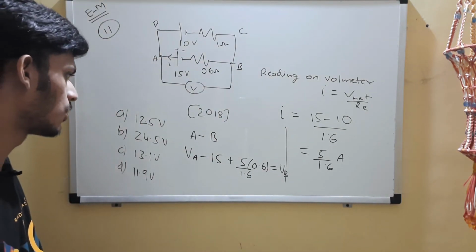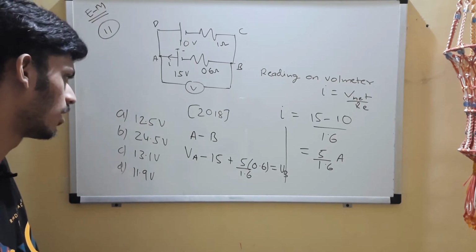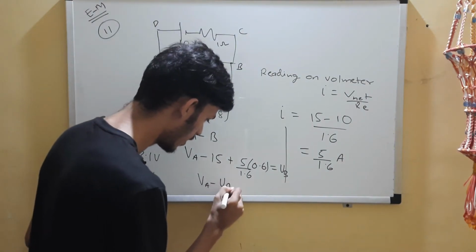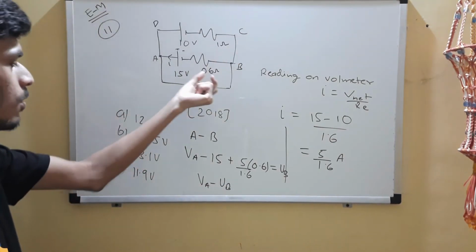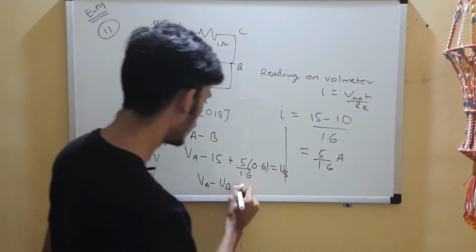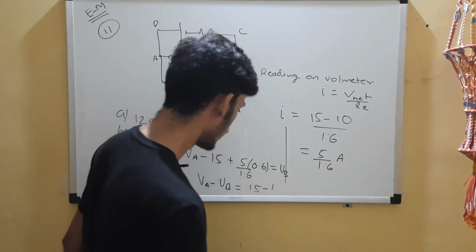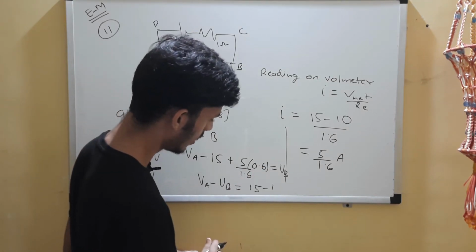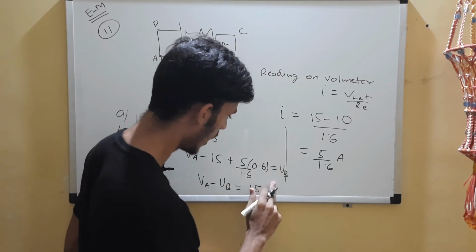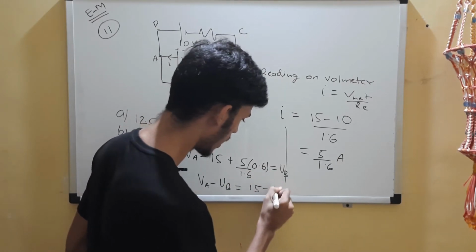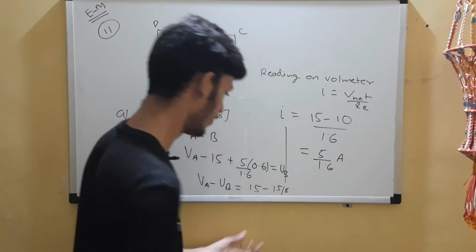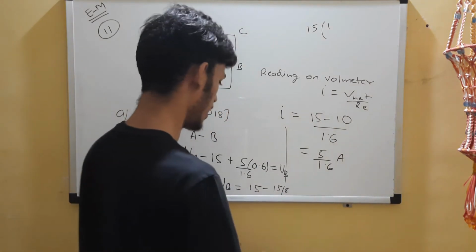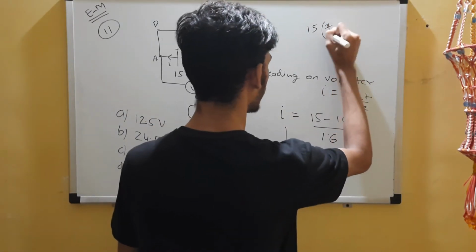So we are now supposed to find VA minus VB or VB minus VA. Let's find VA minus VB. That will be positive, right? Current flows from higher potential to lower potential. So VA minus VB will be positive. So 15 minus, here you can see it's 3 by 8, so again 15 by 8. 15 minus 15 by 8, I can take 15 common, and 1 minus 1 by 8, that will be 7 by 8.